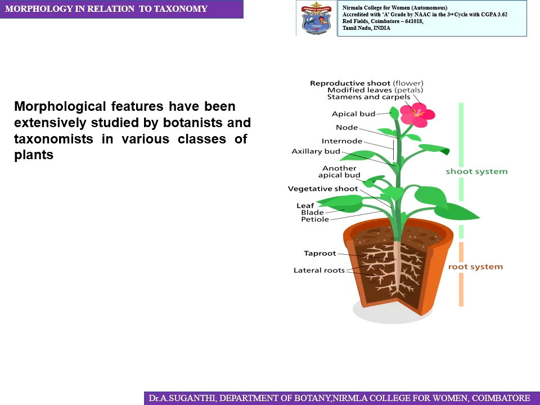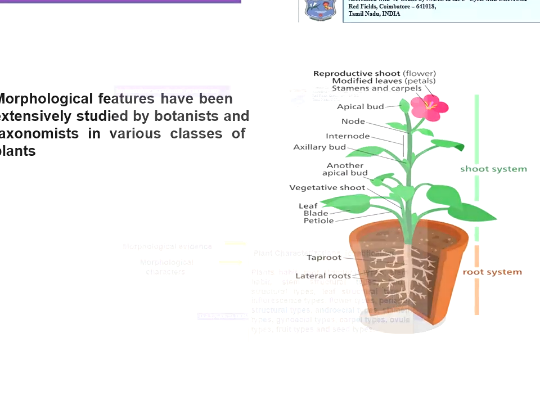This picture shows the morphology of flowering plants. It consists of shoot system and root system. Root system includes taproot and lateral roots. Shoot system includes leaf blade, petiole, vegetative shoot, apical bud, axillary bud, internode, node, flowers, petals, stamens and carpels.